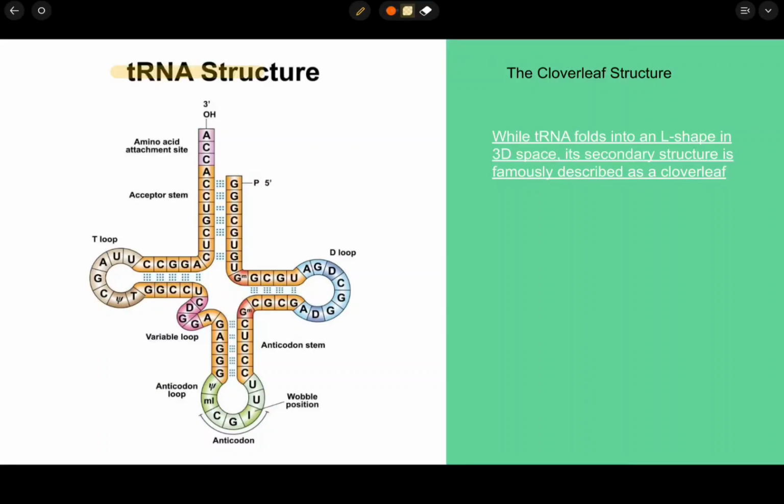This is the tRNA structure. Here is the T loop and D loop, and here is the anticodon. While tRNA folds into an L shape in 3D space, its secondary structure is famously described as a clover leaf because it looks like a clover leaf.